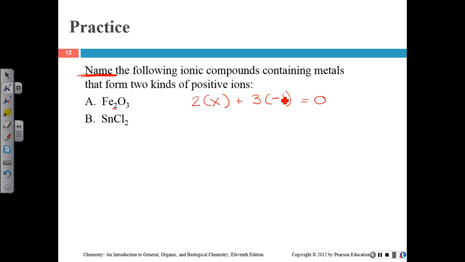Oh, sorry, yes. I was used to doing the fluorine and the, yeah, thank you. So if you look at this, we get -6 over here, so this has to be +6, so x has to be what? 3. 2 times 3 is 6, -6 is 0. So we write that out. We have iron 3 oxide.